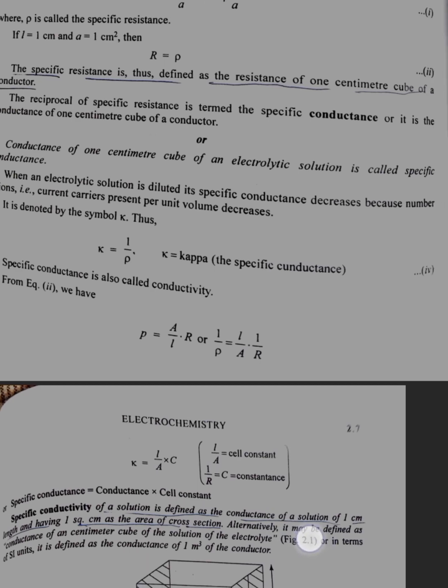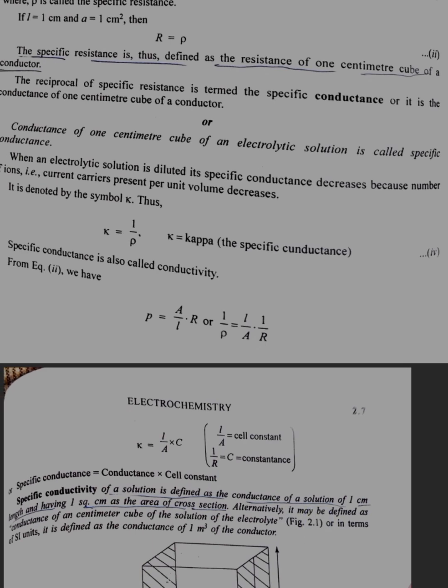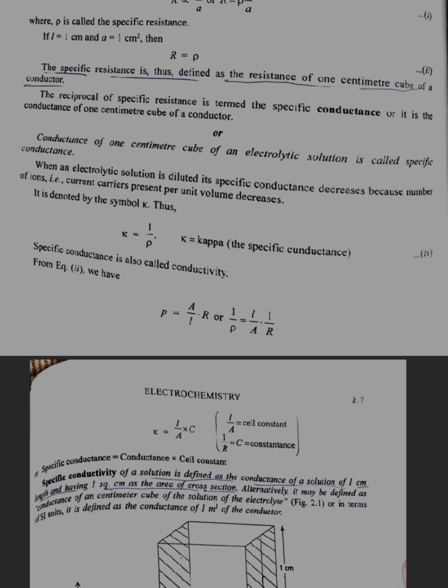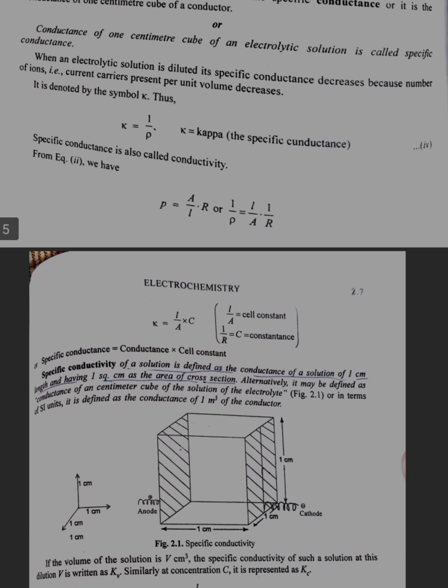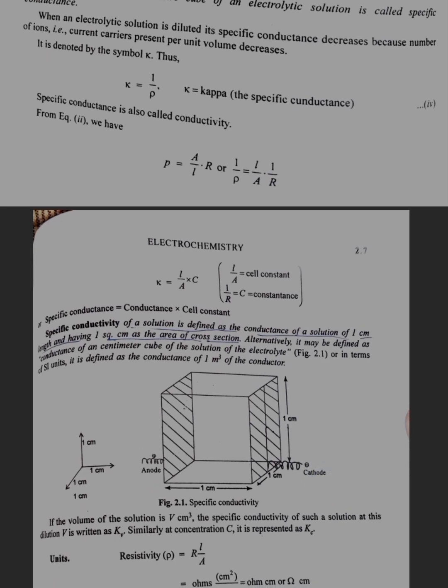When an electrolyte solution is diluted, its specific conductance decreases because the number of ion current carriers present per unit volume decreases. It is denoted by the symbol K. Thus, K is equal to 1 upon rho, where K is kappa. Specific conductance is called conductivity. Now, rho is equal to A by L into R, or specific conductance is equal to conductance into cell constant.